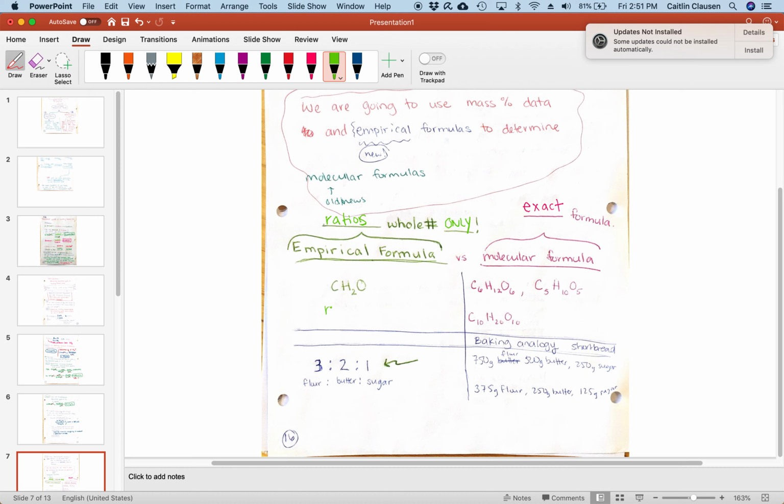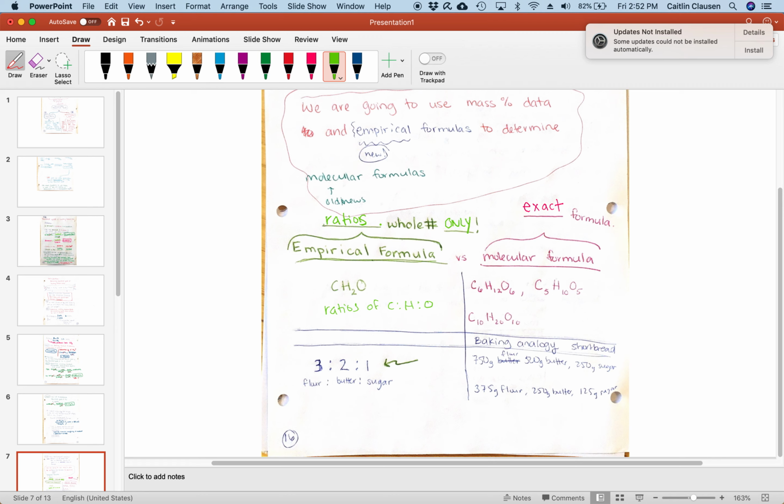CH2O, these are ratios of carbons to hydrogens to oxygens in molecules. The actual molecular formulas have the same ratio, 6 to 12 to 6. If you divide everything by 6, that's a 1 to 2 to 1. 10 to 20 to 10, if you divide everything by 10, that's a 1 to 2 to 1 ratio of carbons, hydrogens, and oxygens.